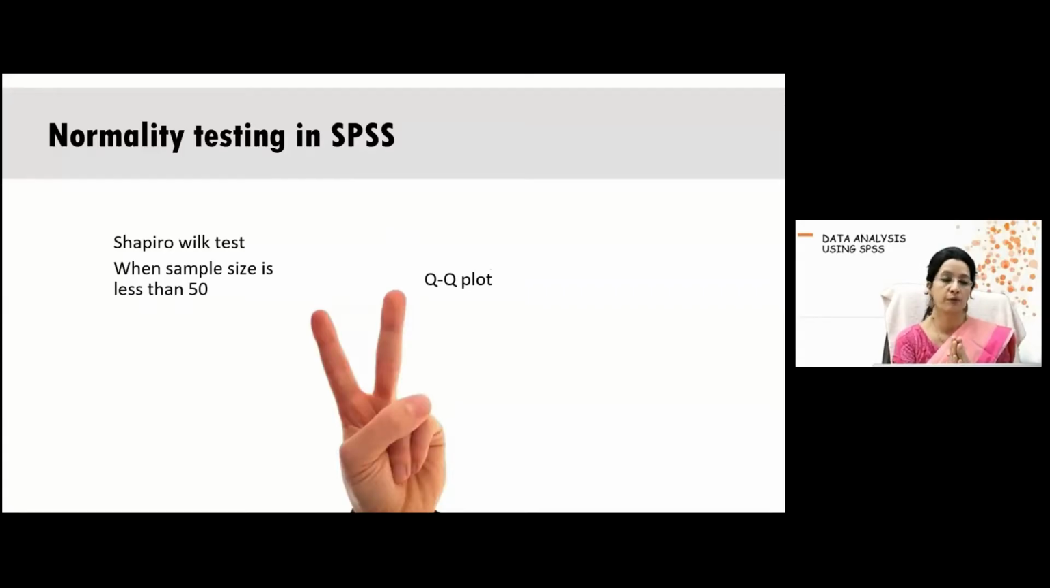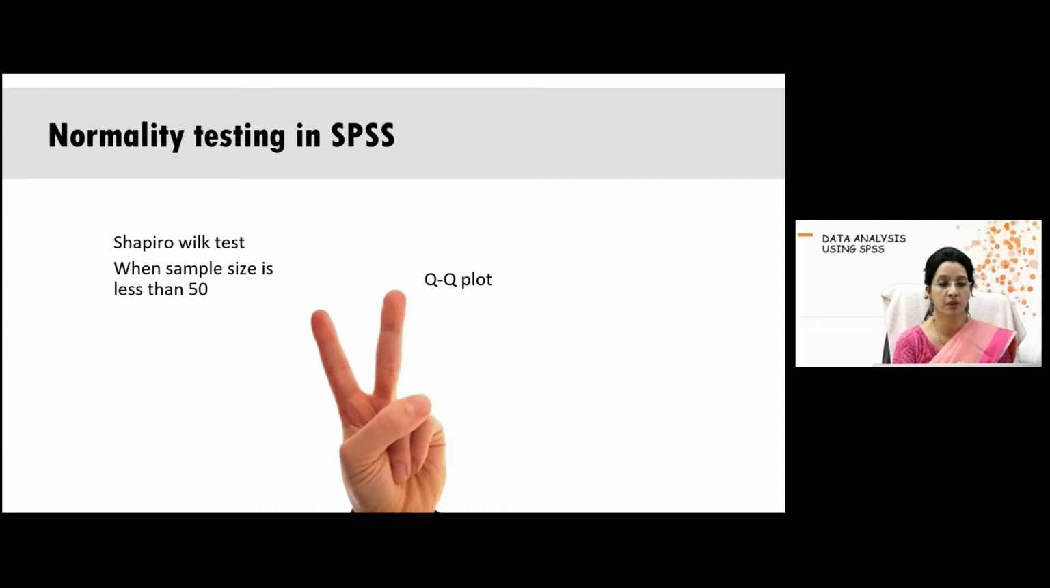So now, for normality, there are two tests which we use generally. There are many more, but generally we use the Shapiro-Wilk test and QQ plot for normality testing in SPSS. There was one more point which was discussed yesterday, that if the standard deviation is less than 50% of the mean, that means data is generally normally distributed. But the more objective way to measure normality is by the Shapiro-Wilk test and QQ plot.